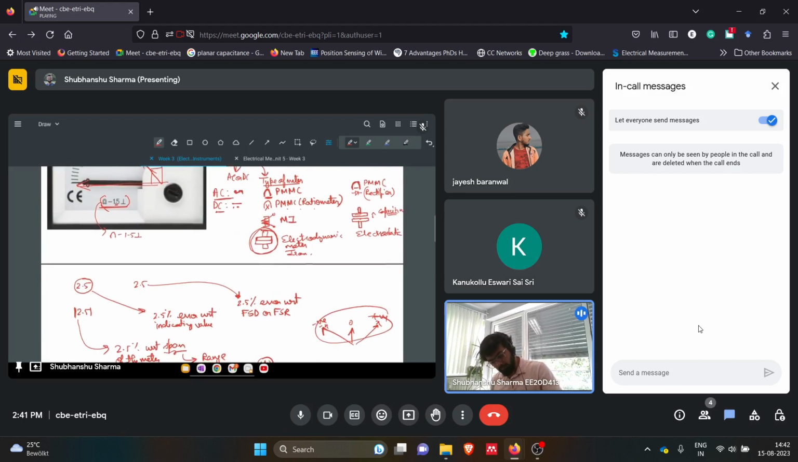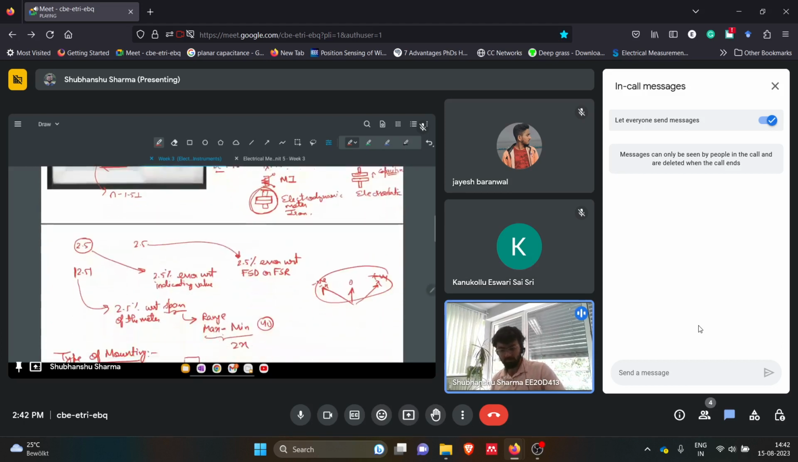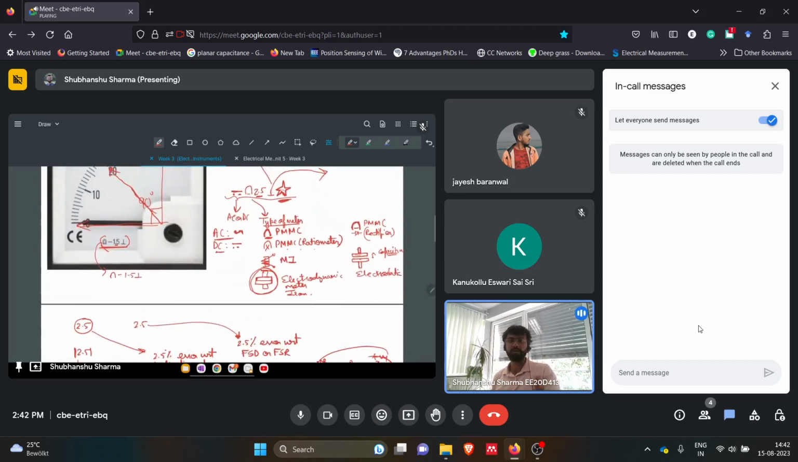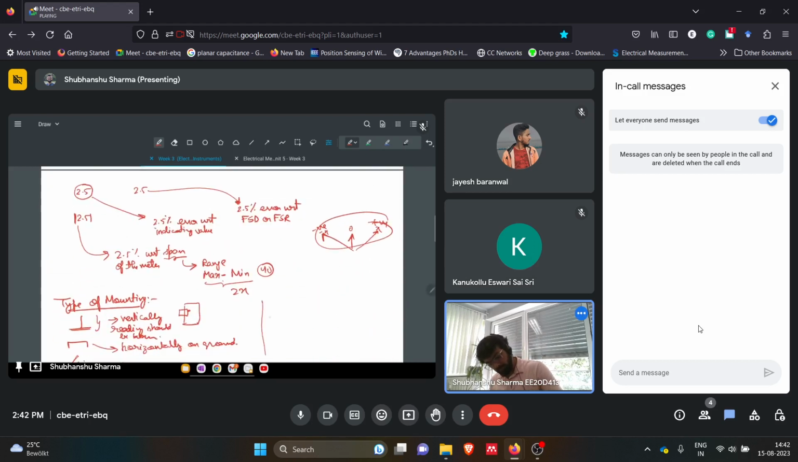And then we have one more symbol. I'm just saying this is not the only symbol, there can be other symbols also, but these are the most commonly occurring symbols on analog meters. So this star now means, there are different types of readings inside the star. There can be an empty star, there can be 2 in it, there can be 0 in it.